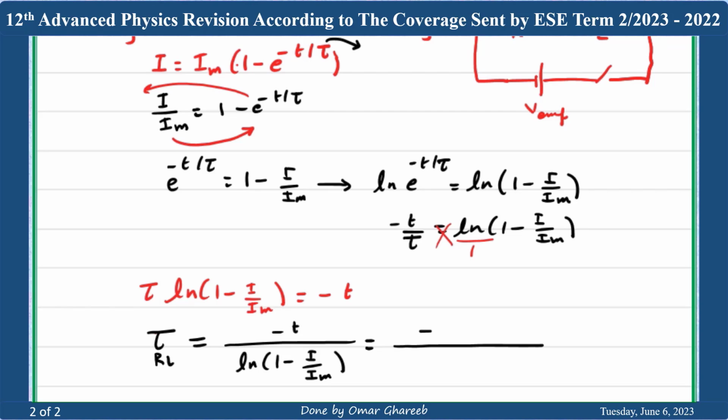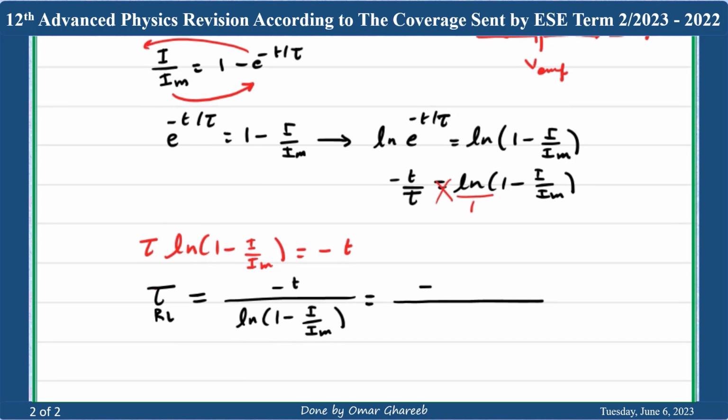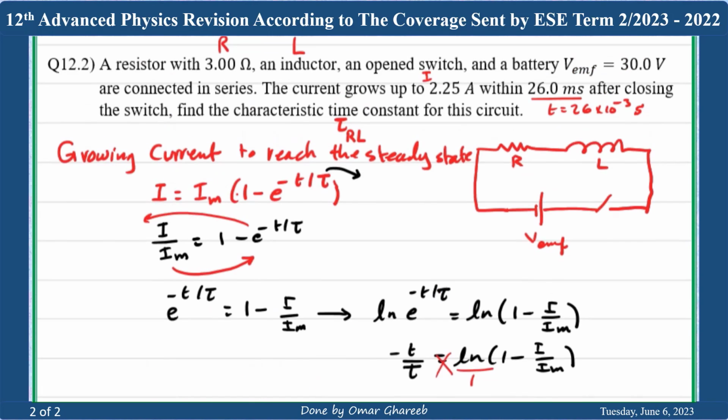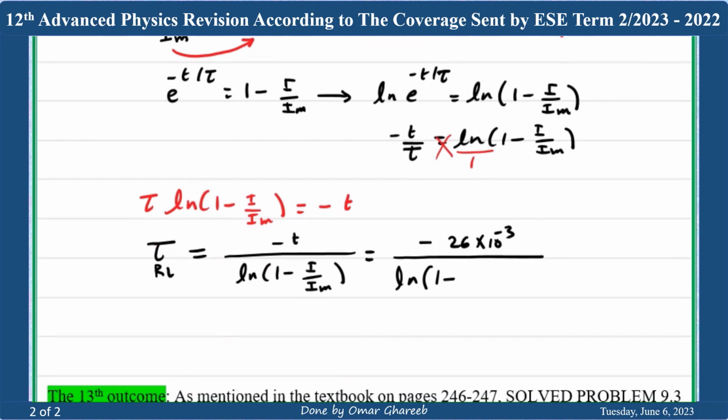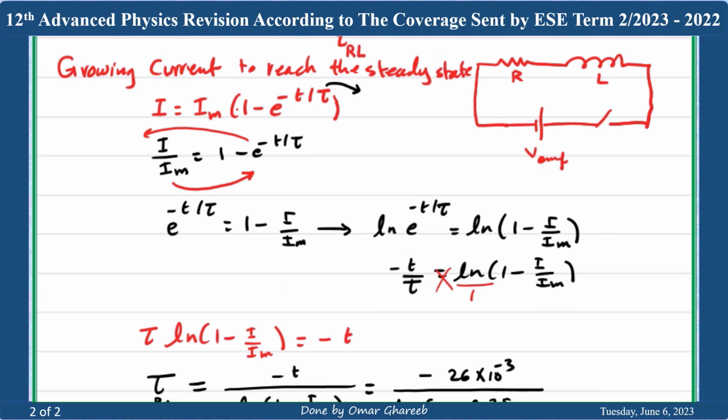Minus t, 26 milliseconds, 26 times 10 to the minus 3. Ln of 1 minus I, the I is 2.25, divided by I maximum. I maximum, we reach it at steady state. For steady state, I equals I maximum, which is VEMF over R.